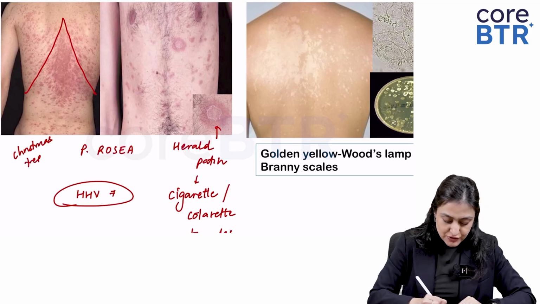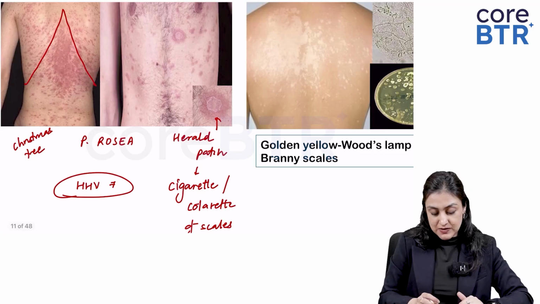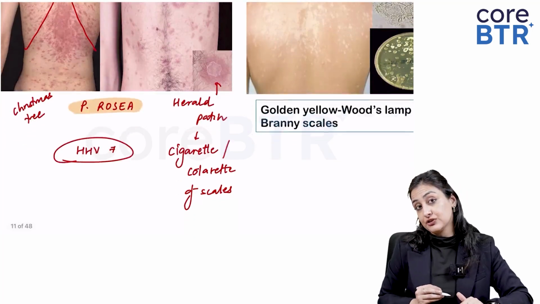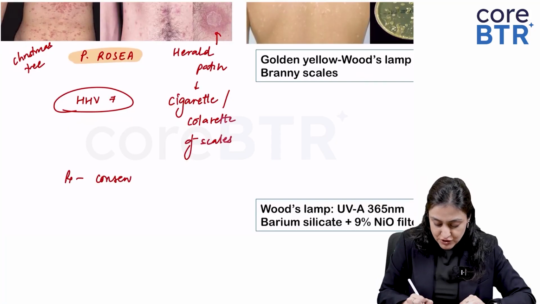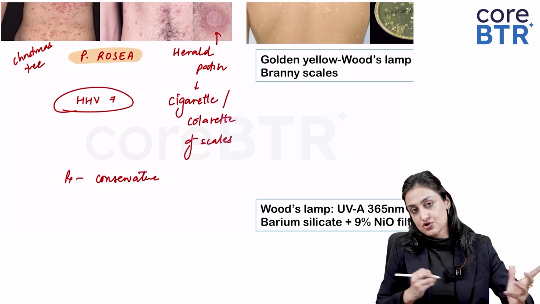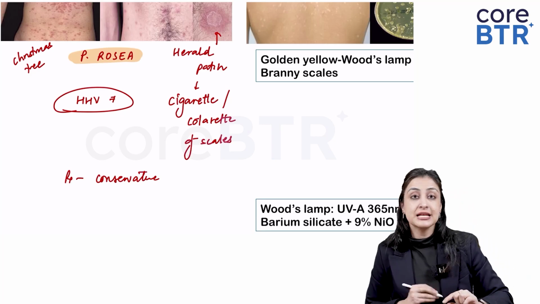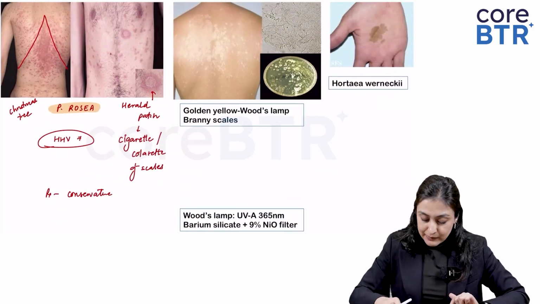So that is Christmas tree pattern. So this is pityriasis rosea. Each and every fact here they have asked. The treatment here is conservative. What do you do for HHV? Nothing. You wait and watch. So this is pityriasis rosea. Then you need to remember this.